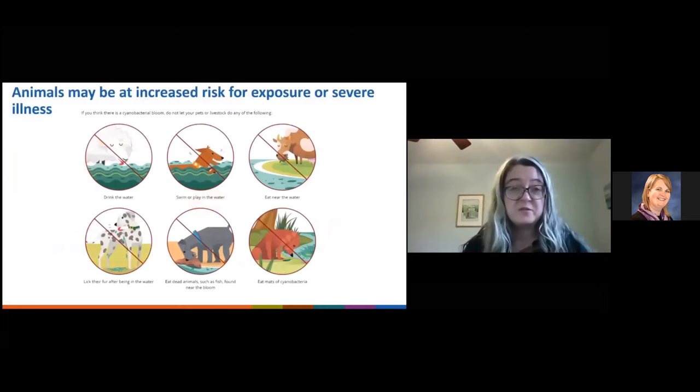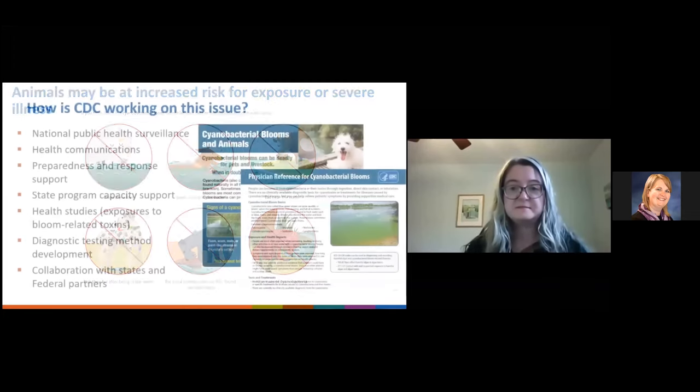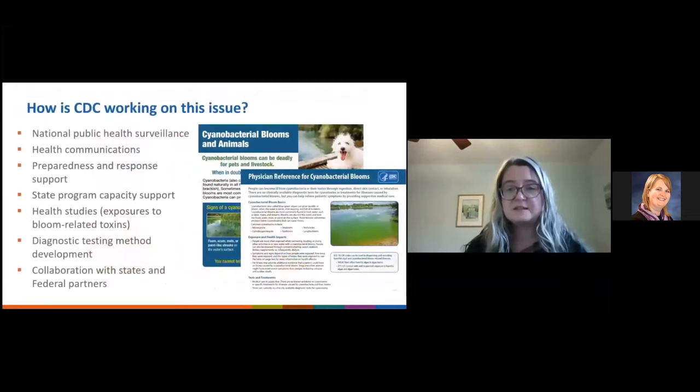Animals may be at increased risk of exposure or severe illness. Some of this might relate to physiology, but also to behavioral characteristics that differ from humans. Animal illnesses may serve as early indicators of a HAB or its severity, and also provide information about risks and health impacts of HABs. From a public health standpoint, there are still many questions about HAB exposures and the illnesses that they can cause.